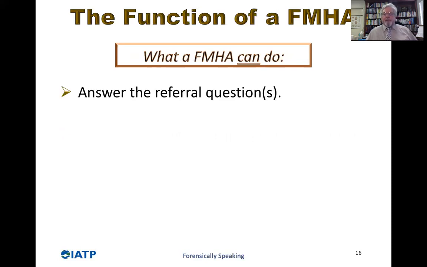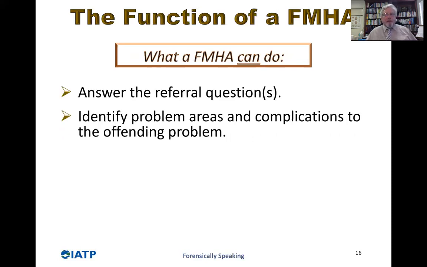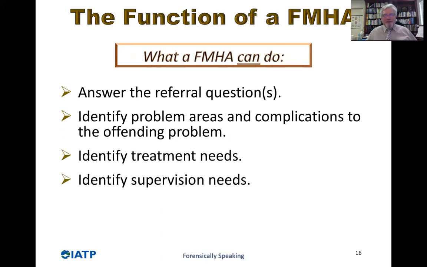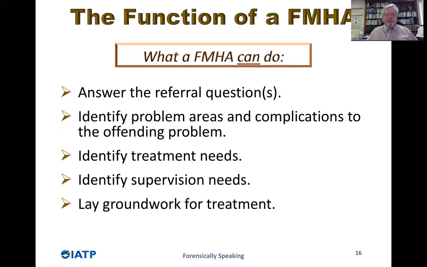Now, what a forensic mental health assessment can do, well, it answers forensic referral questions. And that's really, I keep coming back to that, but that's what it is. It's all about that. The more we focus on that, the more effective you will be as a clinician in a forensic setting. Identify problem areas and complications to the offending problem. Identify treatment needs. So that would be part of your recommendation. Identify supervision needs. What are the problems perhaps that keep and impede effective treatment? So you're going to be identifying those too.